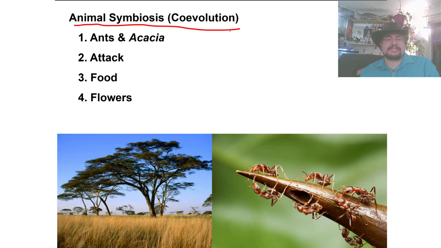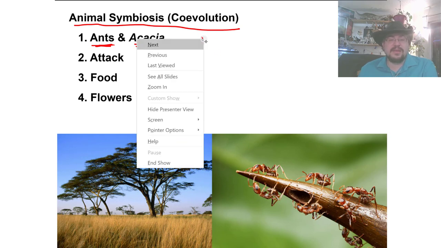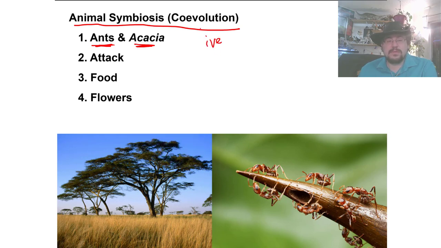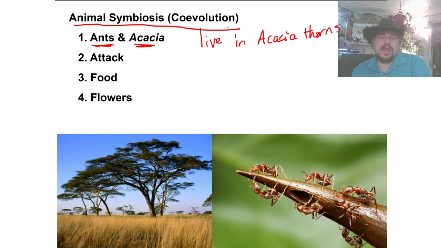Animal symbiosis, coevolution with animals, and not in the terms of pollination, rather in the terms of housing and protection. So a great example of symbiosis between animals and plants is certain species of ants and the acacia trees, right? So there are ants that live in acacia thorns. So they make their colony in the acacia thorns.